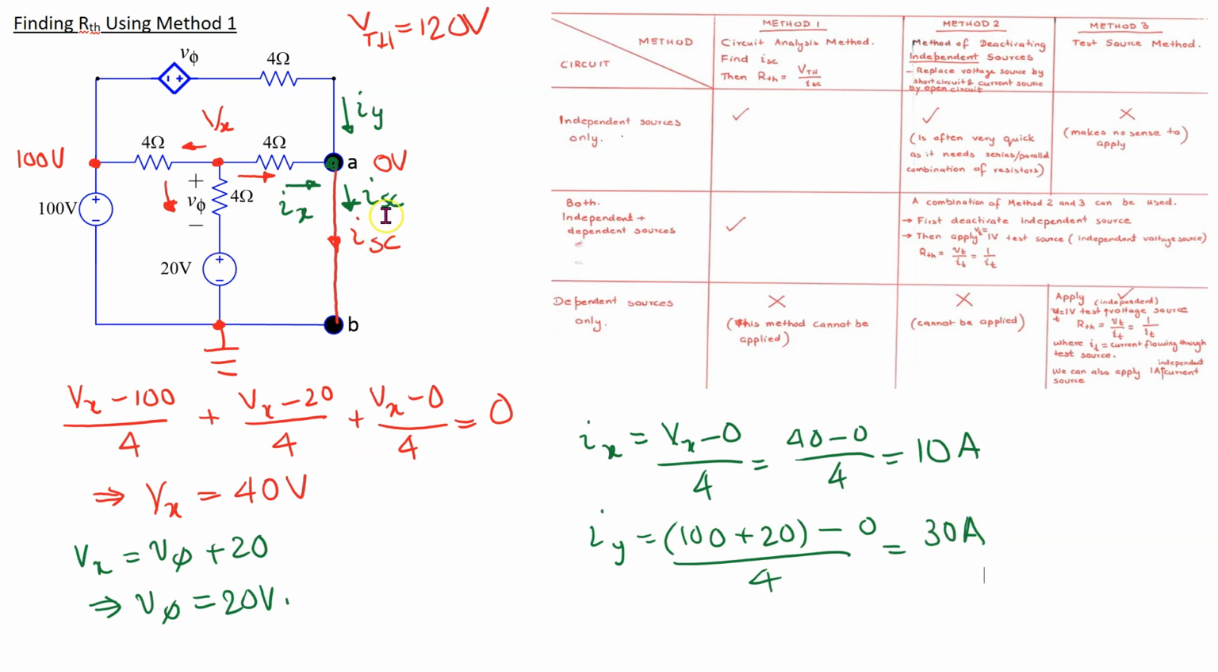Now applying Kirchhoff current law to node A, the sum of currents entering, Ix and Iy, is equal to I short circuit. So this means I short circuit is Ix plus Iy, which is equal to 40 amps. And now R Thevenin is given by V Thevenin, which is 120, over I short circuit, which is 40. So this gives 3 ohms. This illustrates how to use the circuit analysis method to find R Thevenin for a circuit containing both independent and dependent sources.